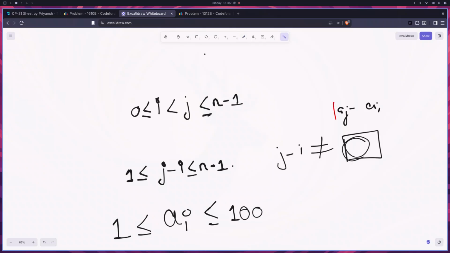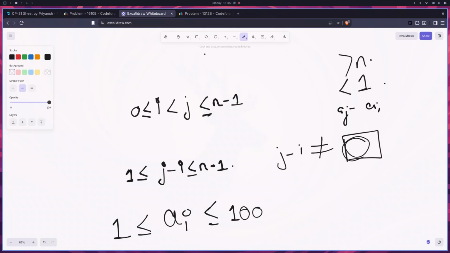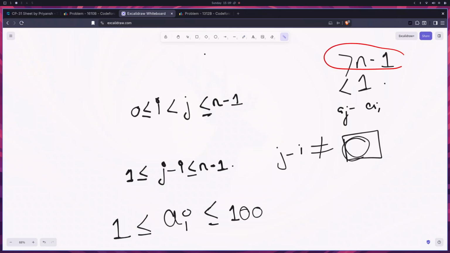So this a of j minus a of i, the RHS, we will pass on to the extreme cases. As this value is greater than or equal to 1, we'll say that the other value at the RHS should be less than 1. Or another case is that if this value, the difference of the positions, is less than or equal to n minus 1, then we'll set the difference of those values as greater than n minus 1. And in both these conditions the inequality holds, right?